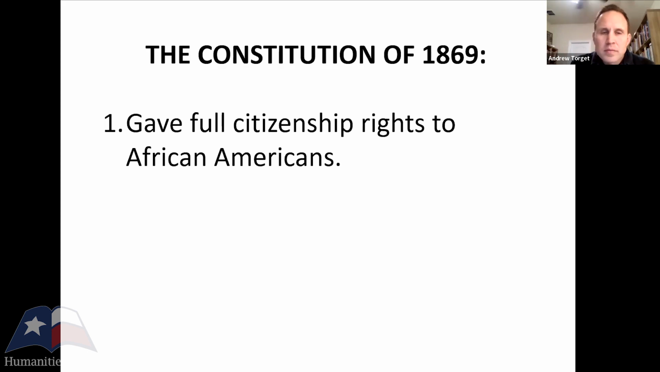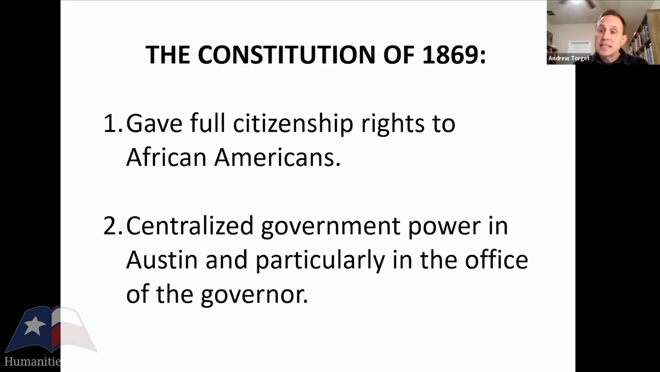Step two is that the Constitution of 1869 centralized, that means concentrated, of course, government power in Austin, Texas. And it did so particularly in the office of the governor. So the question is, why? Why would they do that? What was the purpose behind it?